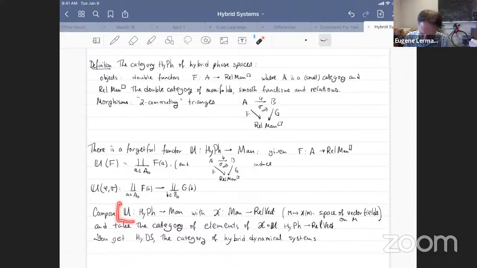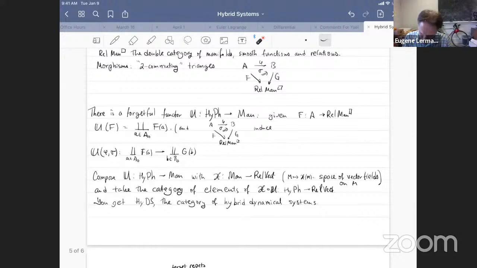So now we can take this forgetful functor, there will be tons of forgetful functors, and compose it with the functor that assigns to manifolds their vector fields. And then we just take the category of elements of this functor. And so the end result is, what have we done? Well, not much, right? With this definition, a hybrid dynamical system is going to be a collection of manifolds, a collection of reset maps between these manifolds, and a vector field on every manifold.